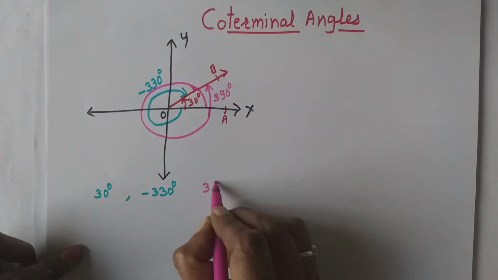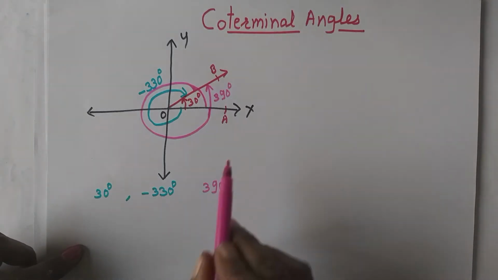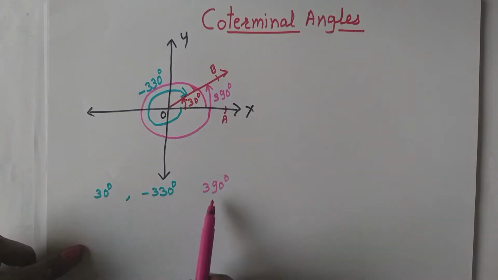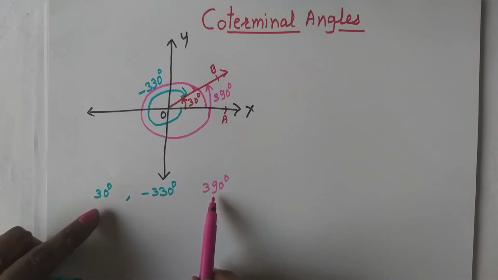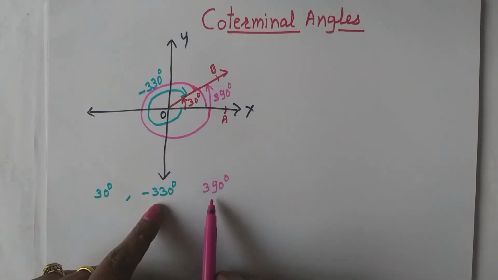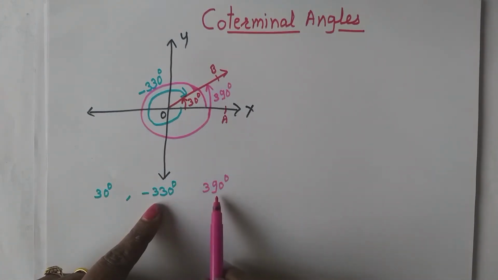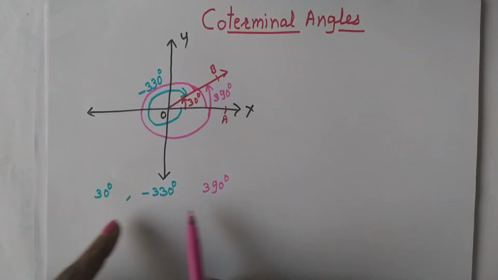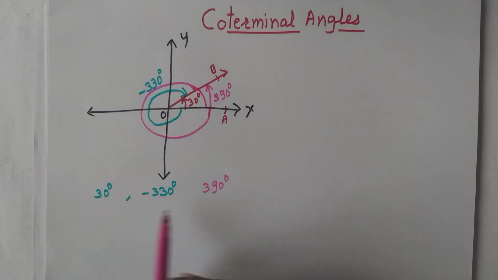Now see the angle of 390 degrees. Compare this angle with these two angles. If we compare the angles of 390 degrees and 30 degrees, both have the same initial and terminal arms. If you compare these two angles, in these two cases also the initial and terminal arms are the same. And if you compare all three, all three angles have the same initial and terminal arms. It means coterminal angles may come together as 2, 3, 4, or many. If their initial and terminal arms are the same, then all these angles are coterminal angles.